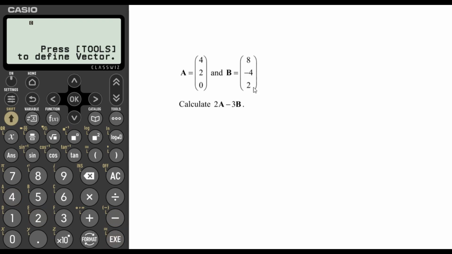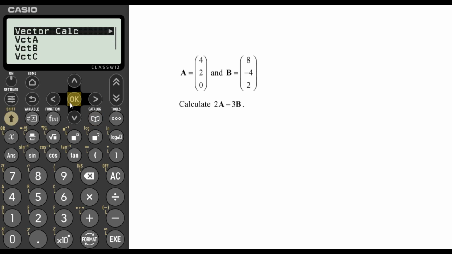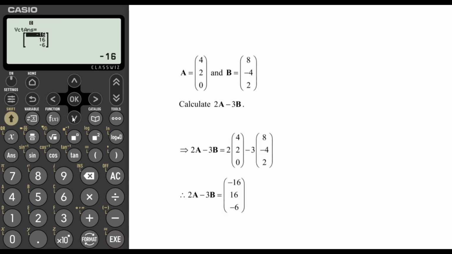We want to work out 2a subtract 3b. So we have 2, and then we want to load up vector a, so press catalog, vector, then we want vector a, subtract 3 times vector b, so we go to the catalog, vector b. 2 times vector a, subtract 3 times vector b, that's equal to negative 16, 16, negative 6.